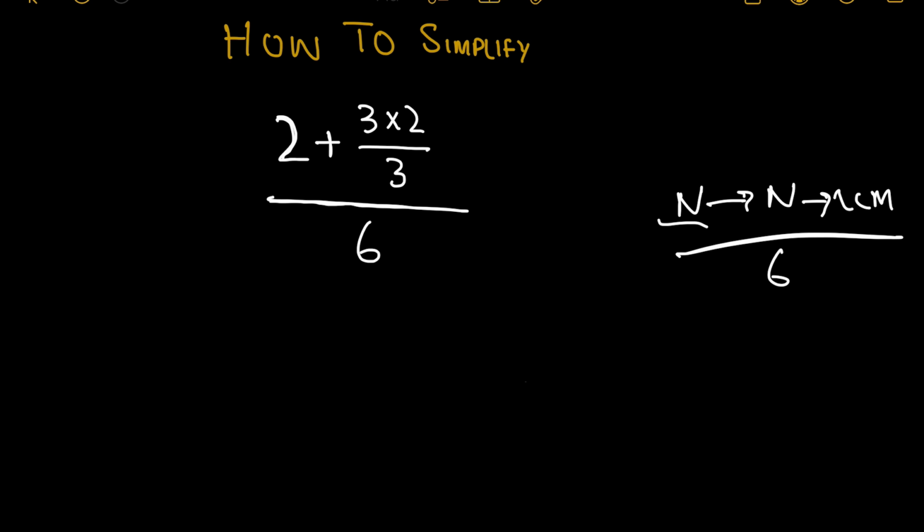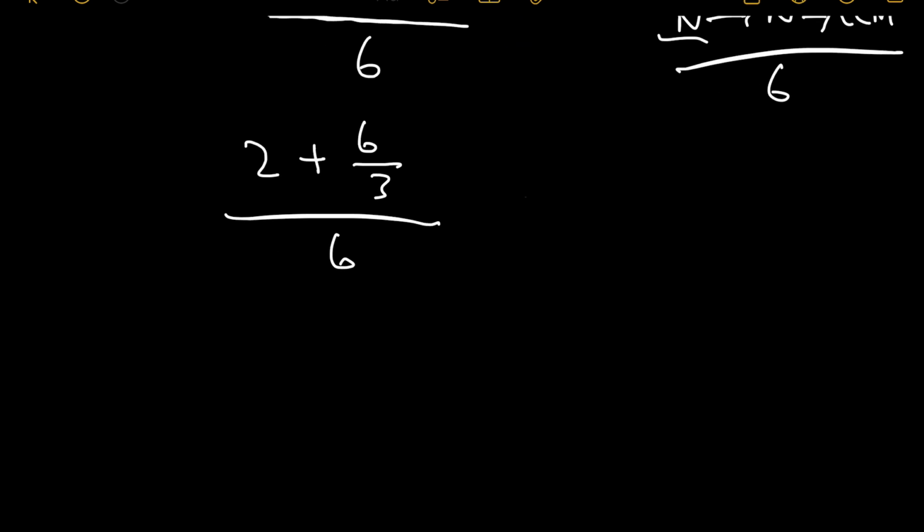So 2 plus 3 multiplied by 2 is 6, divided by 3, and divided by 6. The divided by 6 stays the same here, and here we choose 3 as the LCM.